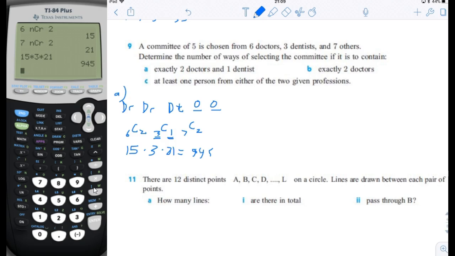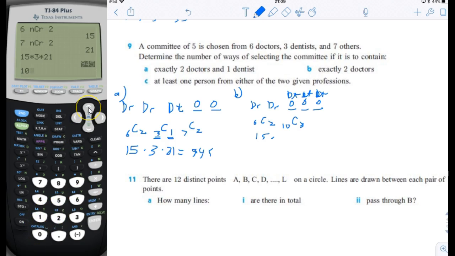What about B? Exactly 2 doctors. So exactly 2 doctors means that we're going to have doctor, doctor, and the other 3 could be dentist or other, dentist or other, dentist or other. So to have exactly 2 doctors, we would have 6 choose 2 for the doctors, and then for those 3 slots, we could choose from 10 different people, so it would be 10 choose 3. So it would be 6 choose 2, which is 15, and 10 choose 3.